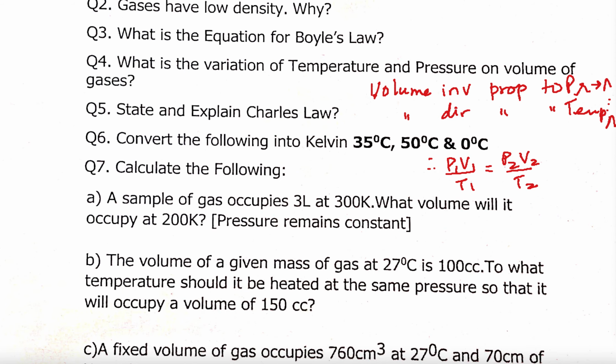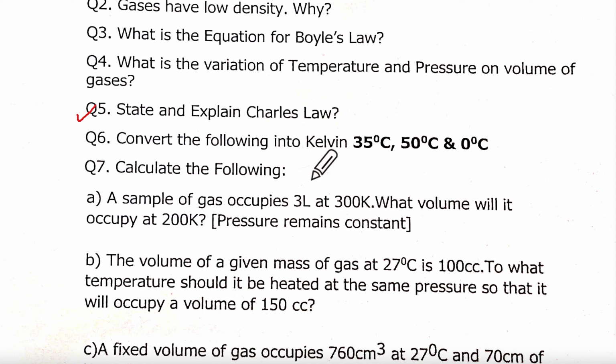State and explain Charles' law. It's again learning work. Convert the following into Kelvin. If I want this in Kelvin, I have to add 273. So 35 degrees C will be 35 plus 273, which is 308 Kelvin. Can you do that for each one of them? They can even ask you the other way: 373 Kelvin is equal to how many degrees C? So you will subtract 273.